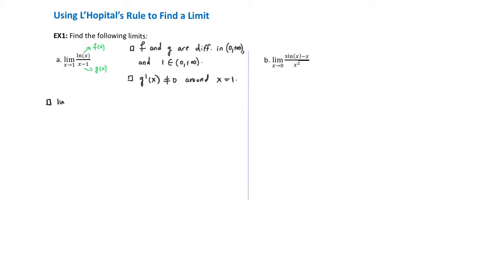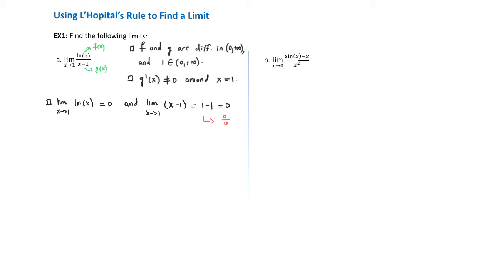The limit as x approaches 1 of the natural logarithm of x is equal to 0, and the limit as x approaches 1 of x minus 1 is equal to 1 minus 1, which is also equal to 0. This shows that we are generating the indeterminate form of 0 over 0. That means that we can apply L'Hopital's rule to try to find the value of this limit.